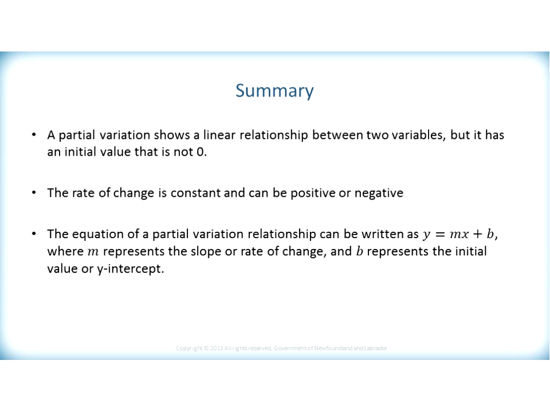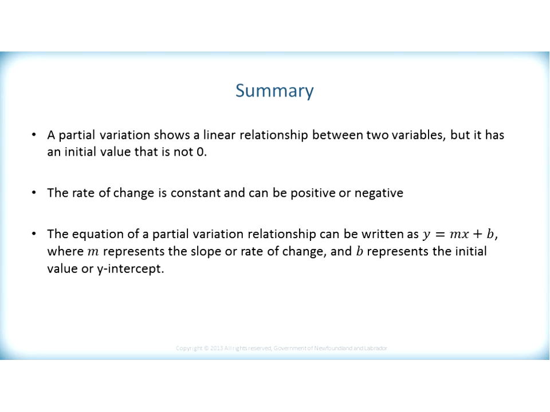So to summarize this, a partial variation shows a linear relationship between two variables, but it has an initial value that is not 0. In a direct variation, our initial value is 0. In a partial variation, our initial value is not 0. The rate of change is a constant, and it can be either positive or negative. And the rate of change will show us a multiple of our time, but we always tack on that initial value at the end of our calculation.